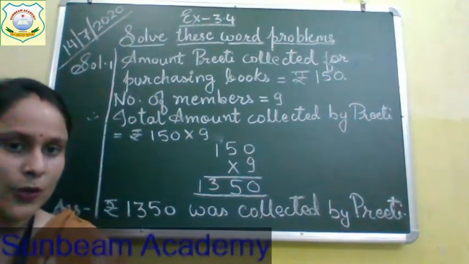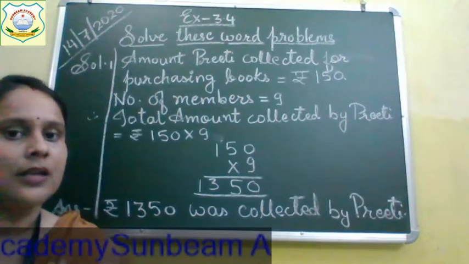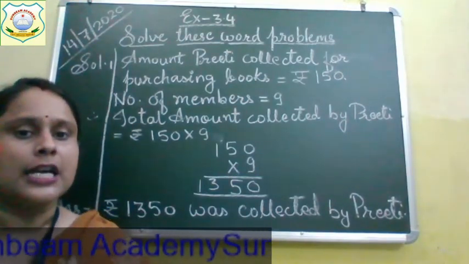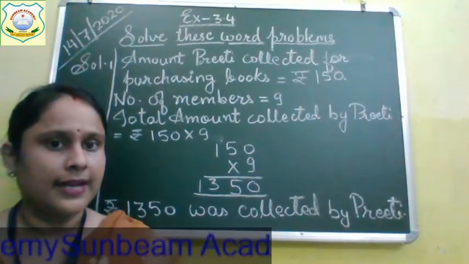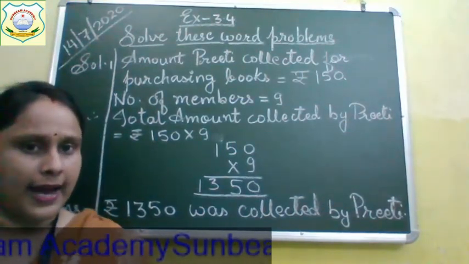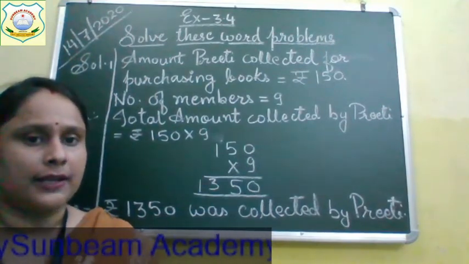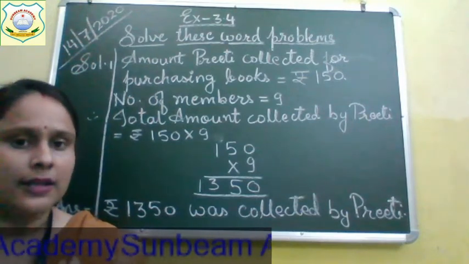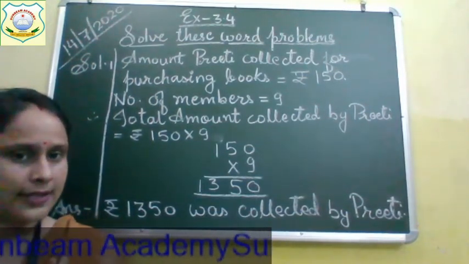Children, you will write in good handwriting and each step you will write in separate line. Suppose your first step is amount Preeti collected for purchasing books. This you will write in first line. In second line you will write number of members is equal to 9. Your third step is total amount collected by Preeti is equal to rupees 150 into 9. Then you will show the multiplication and at last you will write the answer.